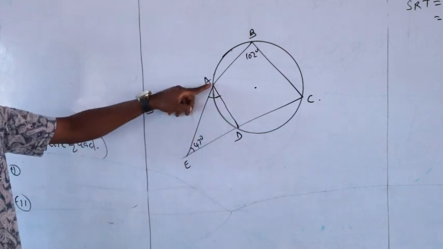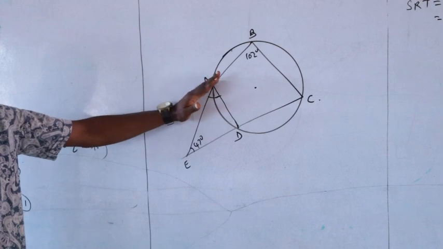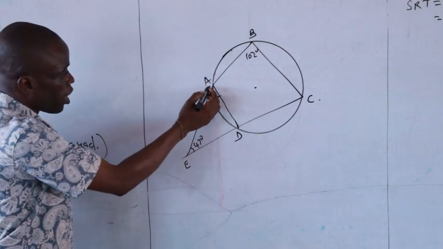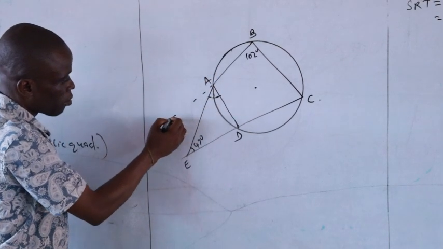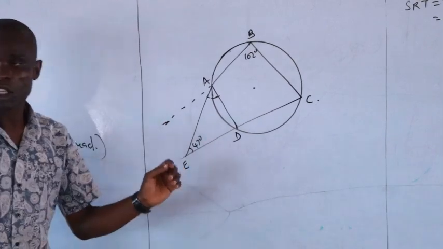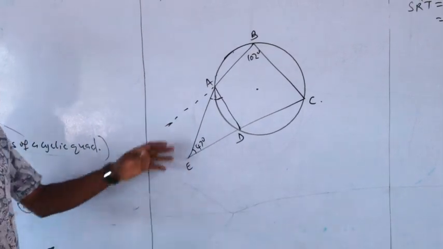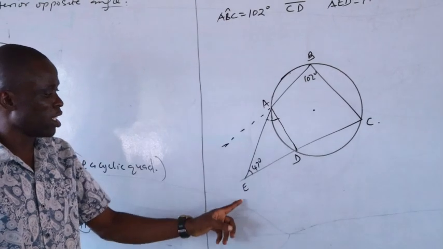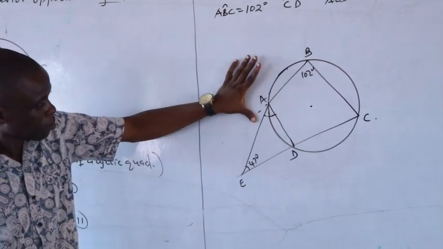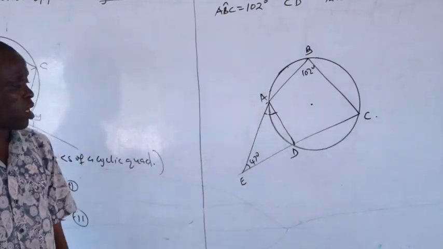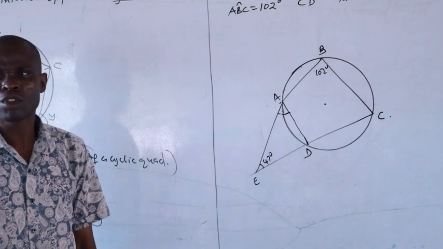You know, it is a straight line now. This is what we are going to have. This is a straight line. This is a straight line. It's a straight line. Are you with me now? But this is not a straight line. BAE is not a straight line. It's not a straight line. So how are we now going to solve this?